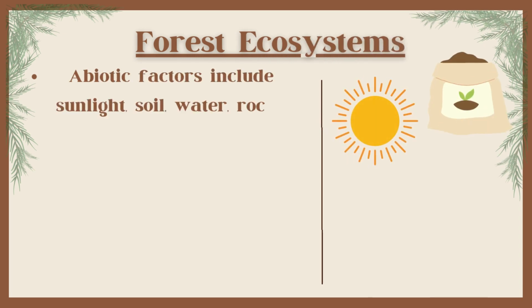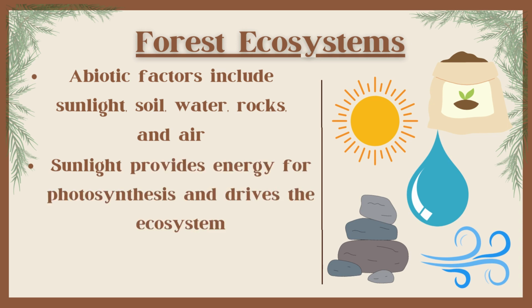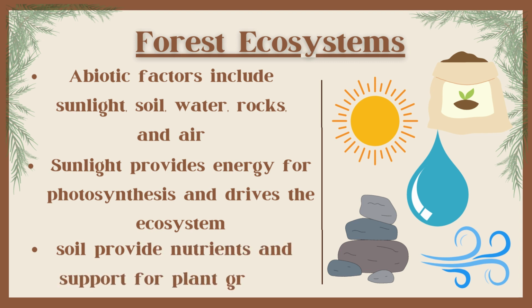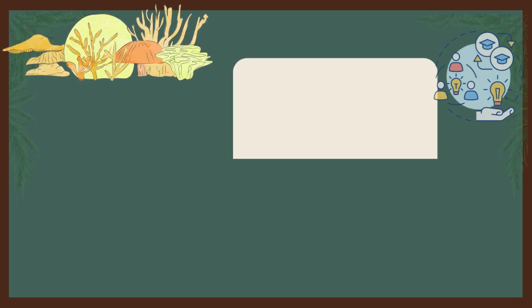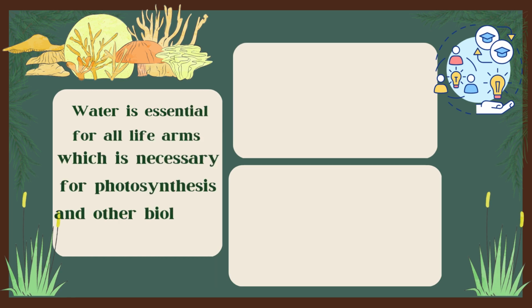Abiotic factors include sunlight, soil, water, rocks, and air. Sunlight provides energy for photosynthesis and drives the ecosystem. Soil provides nutrients and support for plant growth. Water is essential for all life forms. It is necessary for photosynthesis and other biological processes.